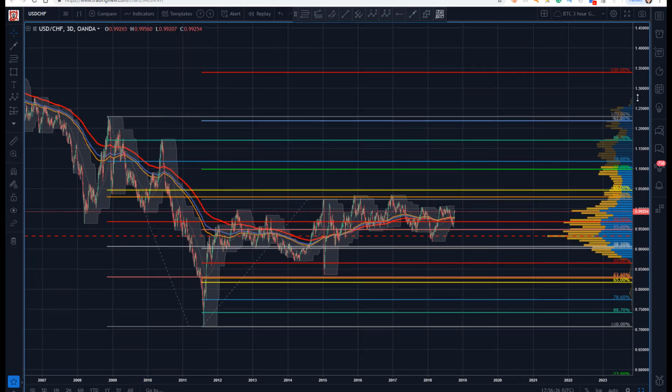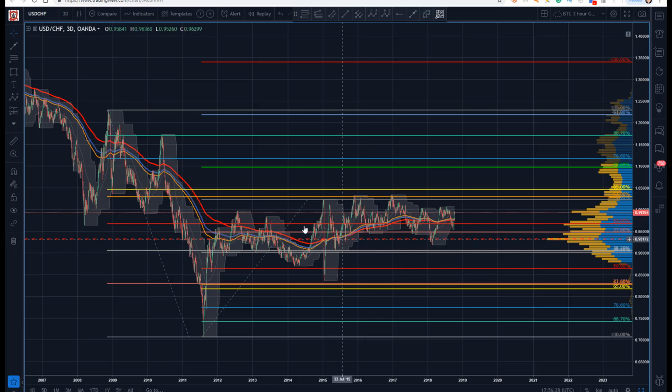So trying to identify, why are we in that range? Well, there's why. And it's a pretty wide range, so there's plenty of opportunity here to trade within it. And one of these is going to break, right? Eventually, they all break, one side or the other. They have to, or we'd be going sideways forever. Now, this has been going sideways for quite some time.